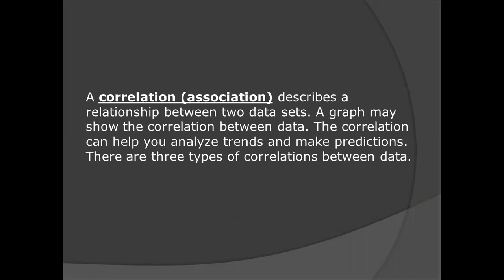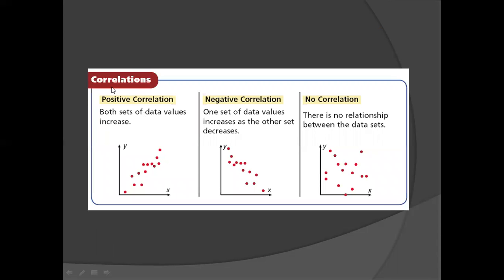What is a correlation? Correlation describes a relationship between two data sets. A graph may show the correlation between data. The correlation can help you analyze trends and make predictions. There are 3 types of correlation between data: positive correlation, negative correlation, and no correlation.